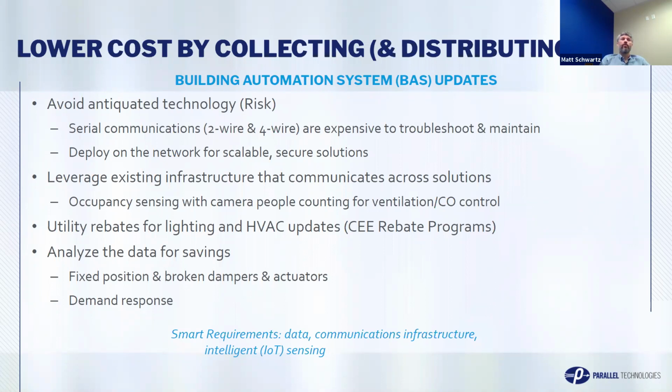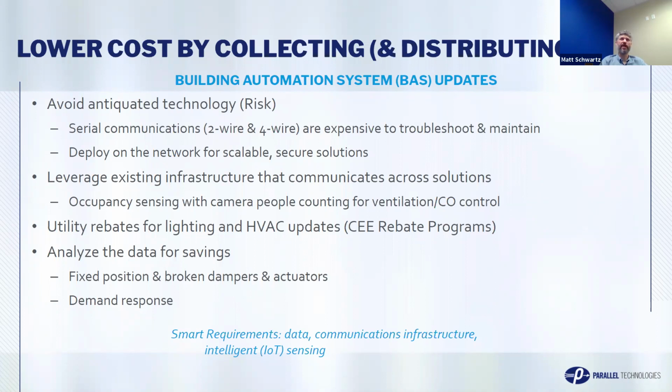So we can also serve business goals through cost reduction. And one of the ways that we can do that is by measuring and analyzing the operations of the building. So we do a lot of building automation systems over at Parallel Technologies. We're a building automation contractor. There are some guidelines that we take a look at for successful projects. And these include things that I have here on this slide, like avoiding antiquated technologies. There's a lot of risk in those things.